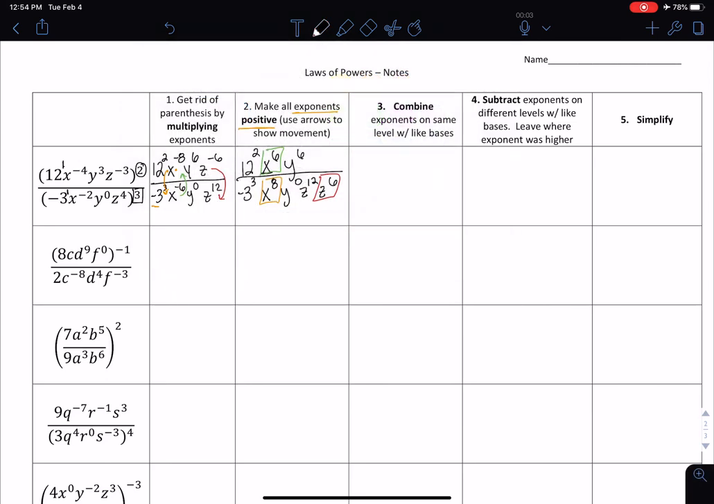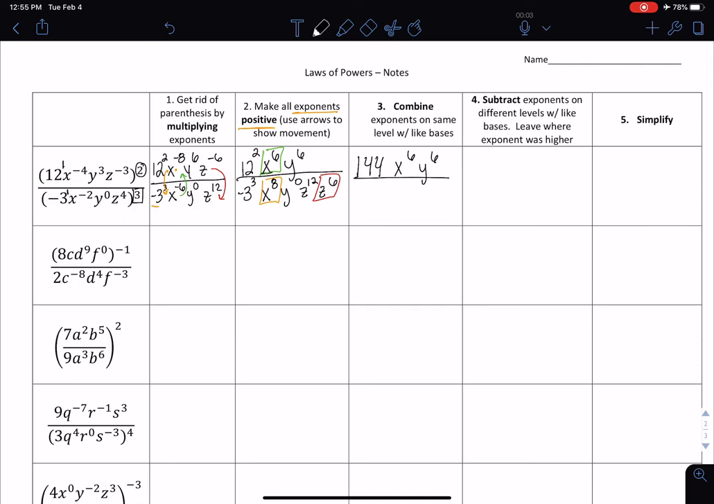Okay, so now once all our exponents are positive, now we're going to combine if they're on the same level. So for example, on the top, there's not another X with a different exponent or another Y. Okay, so I just leave it like that. But I can also simplify 12 squared. I know 12 squared is 144. Okay, there's no other X's to add on the top, so those are good, and the Y's are good also.